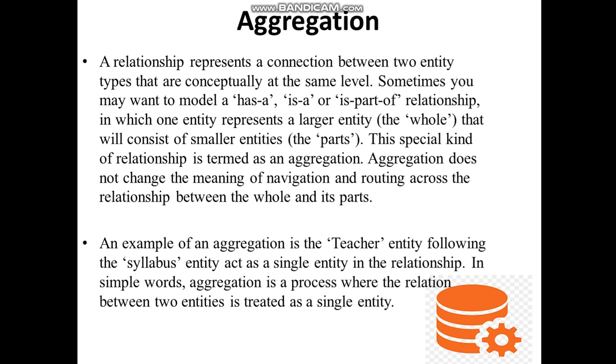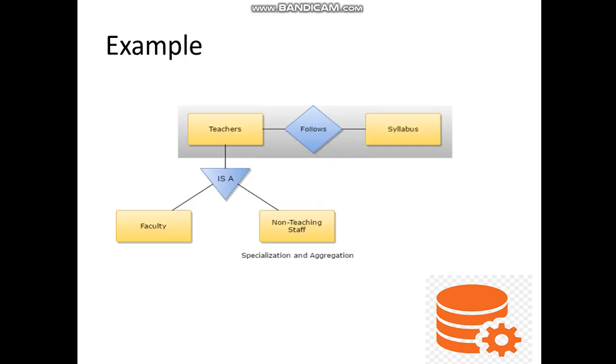Aggregation does not change the meaning of navigation and routing across the relationship between the whole and its part. An example of an aggregation is the teacher entity following the syllabus entity act as a single entity in the relationship. In simple words, aggregation is a process where the relation between two entities is treated as single entity. For example, teacher and syllabus. Okay, we are going to treat this as a single entity.